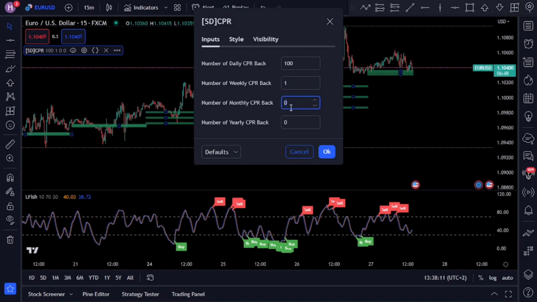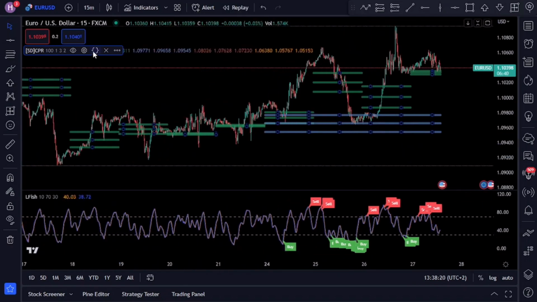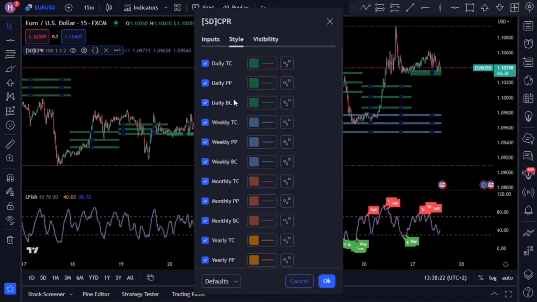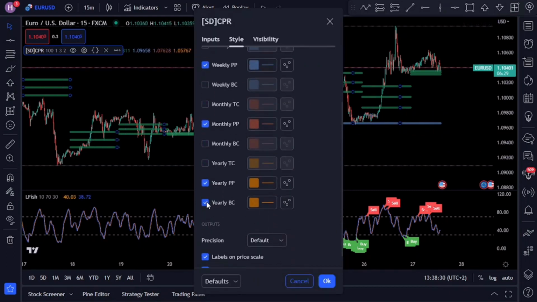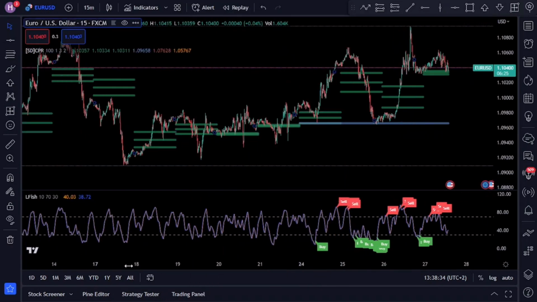Next, we're going to change the monthly CPR back from 0 to 3, and the number of yearly CPR back from 0 to 2. Next, under the style option, we're going to use the 3 lines of the daily and only the middle lines of the weekly, monthly, and yearly. After making these changes, your chart should look like the following.